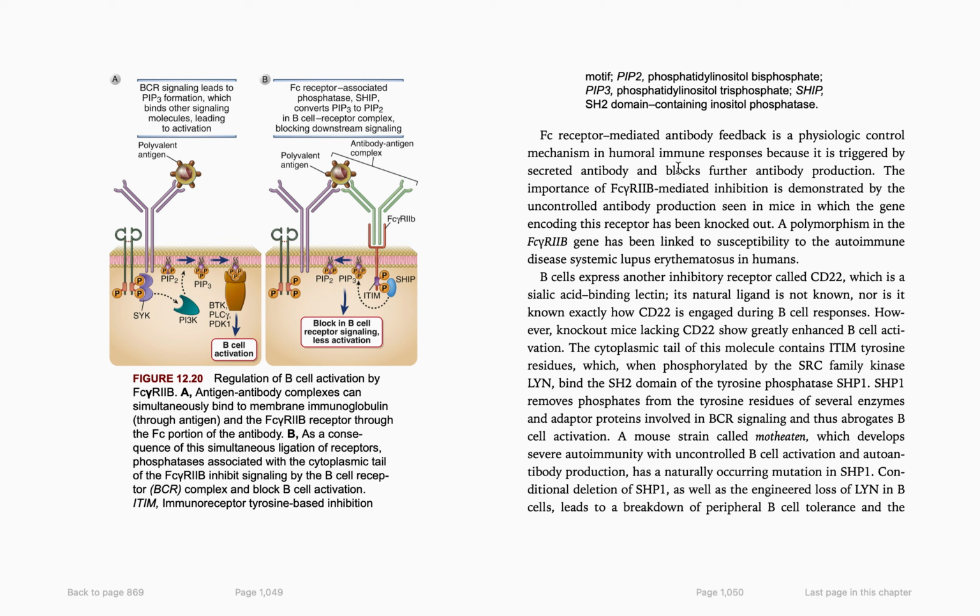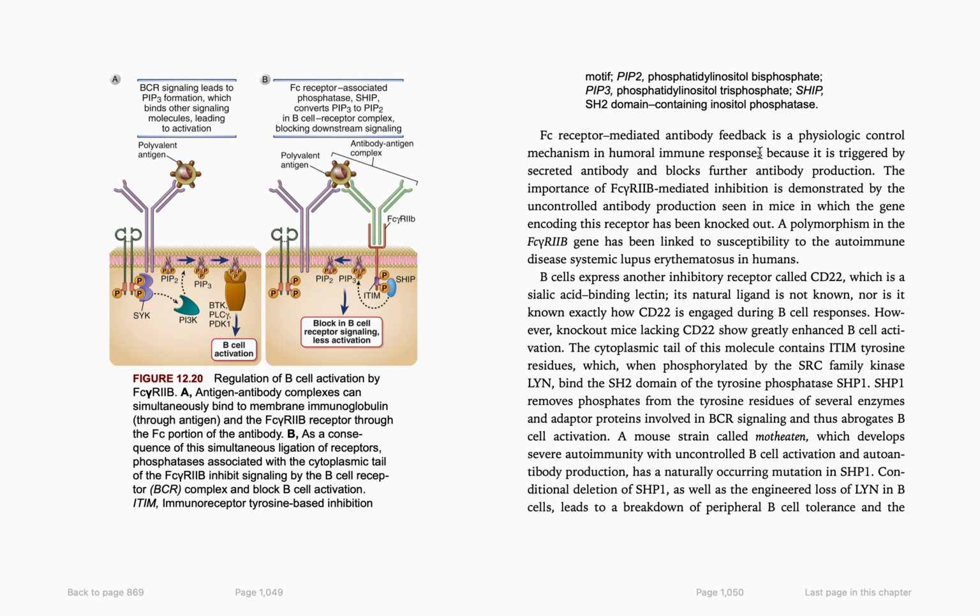So Fc receptor-mediated antibody feedback is a physiological control mechanism in humoral immune response because it is triggered by secreted antibody and blocks further antibody production. The importance of Fc gamma RIIB-mediated inhibition is demonstrated by uncontrolled antibody production seen in mice in which the gene encoding this receptor has been knocked out. A polymorphism in the FcR gene has been linked to susceptibility to autoimmune disease, systemic lupus erythematosus in humans.